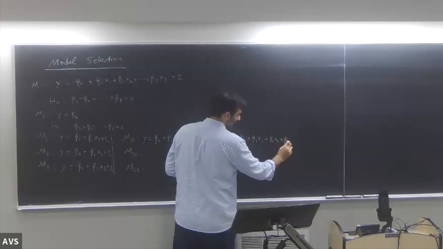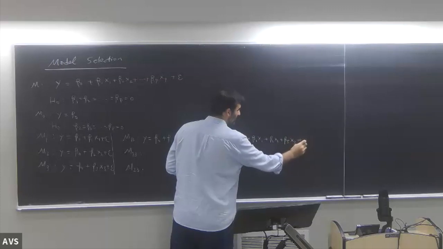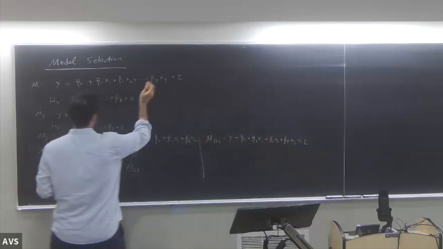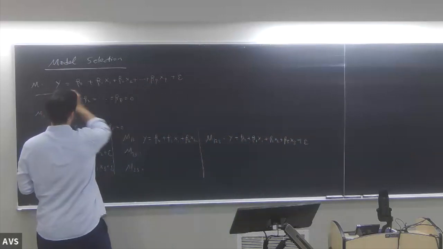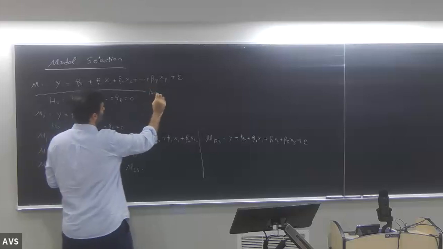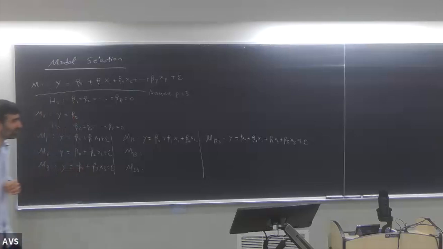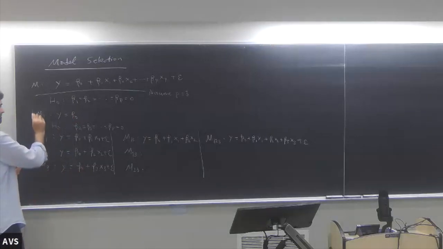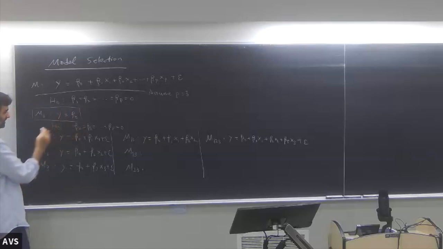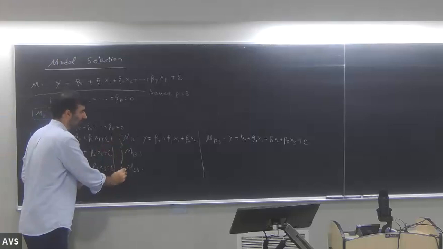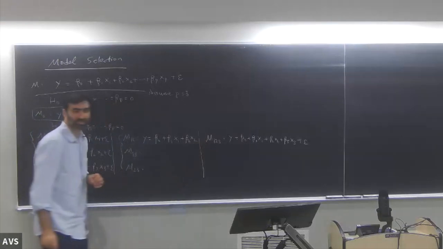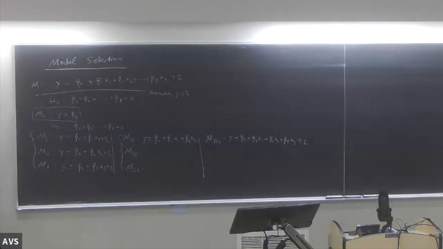beta 3 x3 plus epsilon. So let's say p is equal to 3, so we have 3 covariates. Then you have this basic model, and then you have these 3 models with 1 variable, 3 models with 2 variables, and 1 model with all 3 variables. Okay.